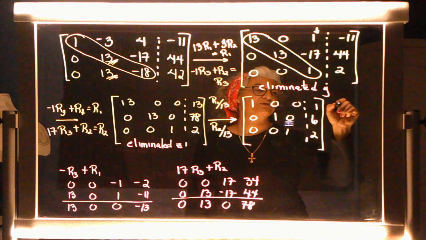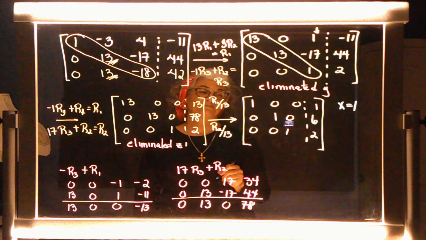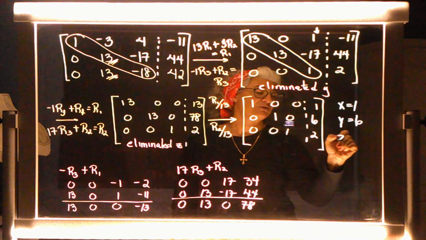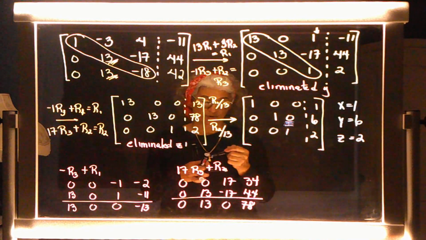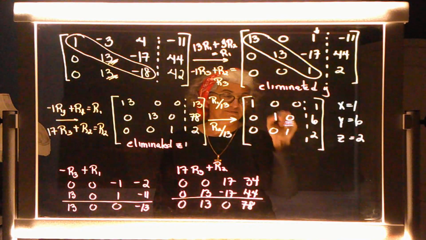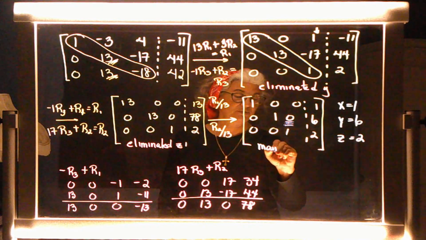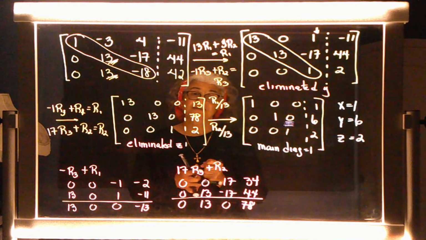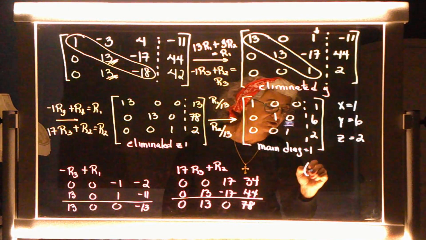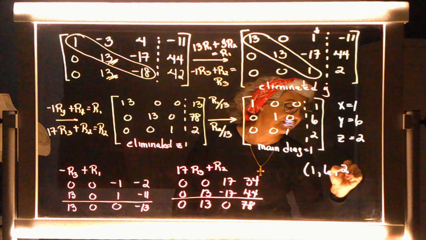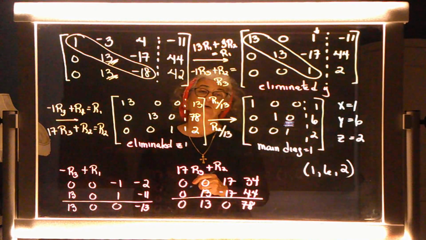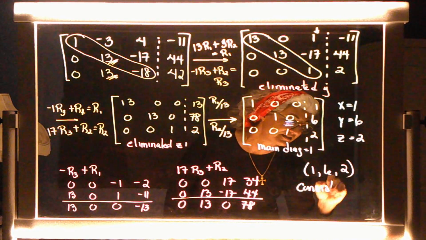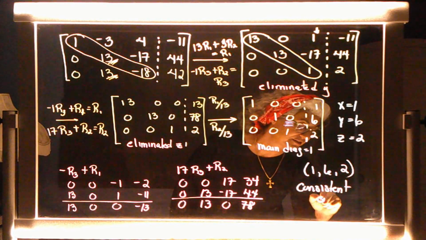So got an idea? Yeah, according to the first row, x equals 1. According to the second row, y equals 6. And the third row, z equals 2. Remember, this last matrix was getting your main diagonal to equal 1. Correct? So your final answer is 1, 6, 2. That's your ordered triple. It is still a consistent system because I have a solution.